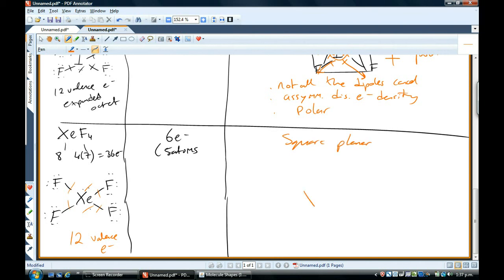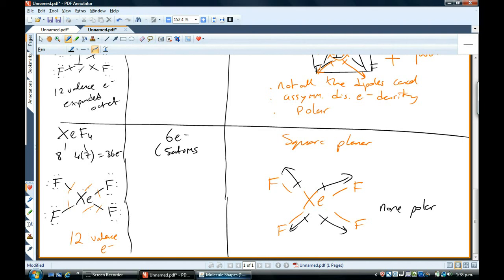And if we draw that shape out, xenon and 4 fluorines in the plane of the page. Well, in this case all the dipoles are pulling in opposite directions, so they do cancel each other out, so this is non-polar.